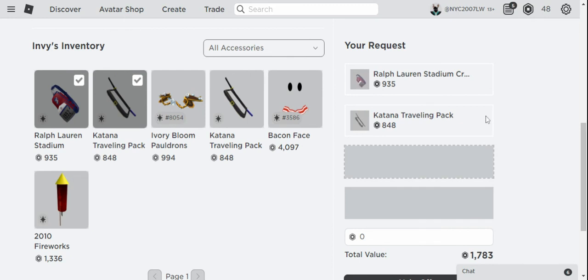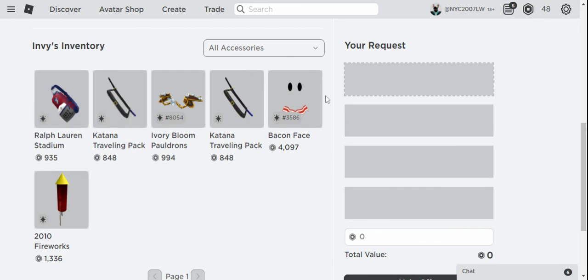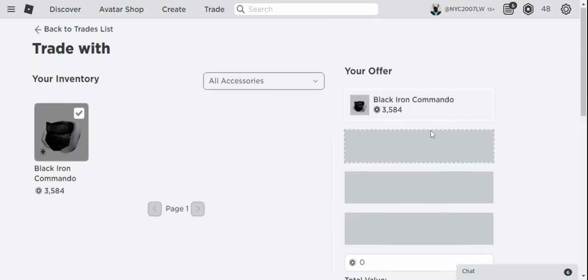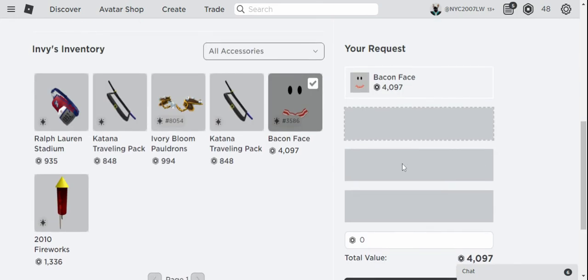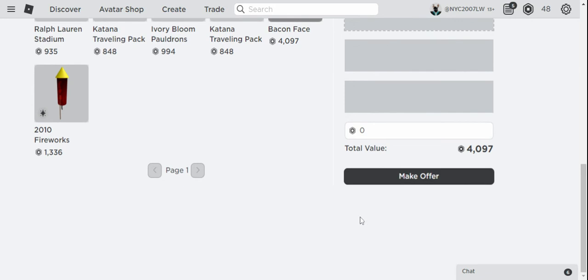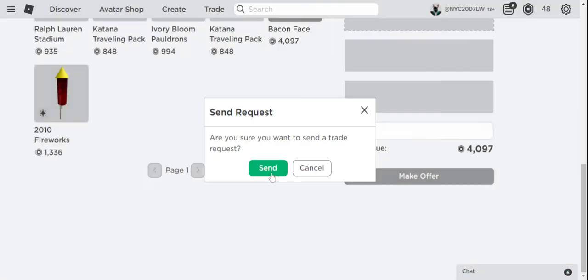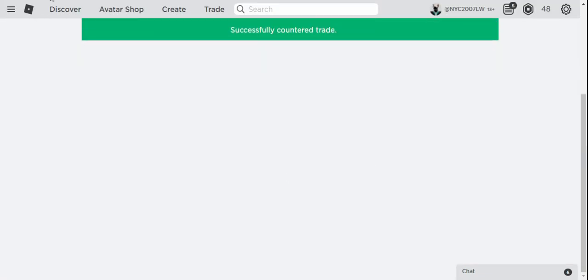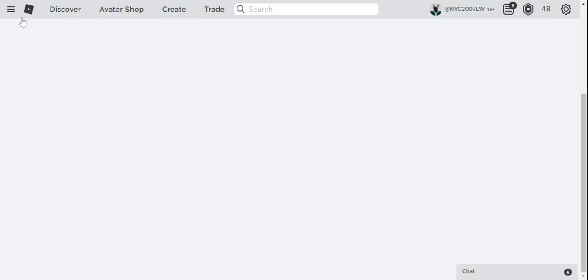Countering actually makes you get a better deal. You can delete these and add a better item. So, like, bacon for this. Obviously, that's way over. And then you make offer. And then you successfully counter trade.